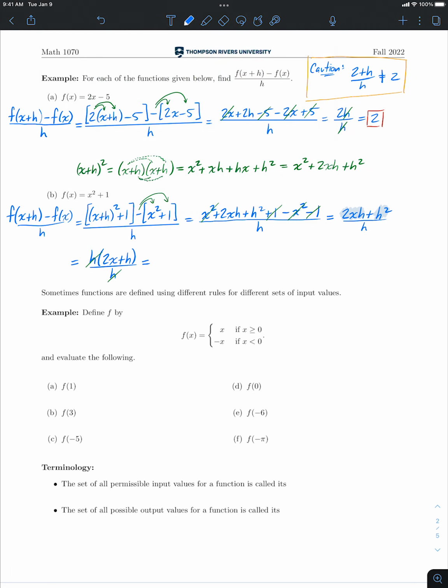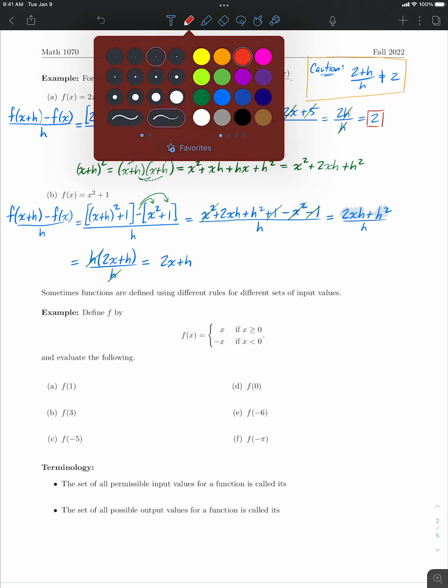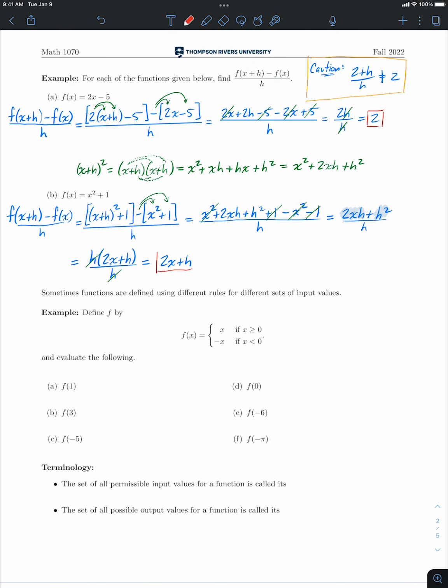Okay, and then we're going to be left with 2x plus h, and that's as far as you can go. So that's, again, called a difference quotient. You encounter it quite a bit in calculus, but in our case, we're just using it as an excuse to practice working with functions and simplifying them.